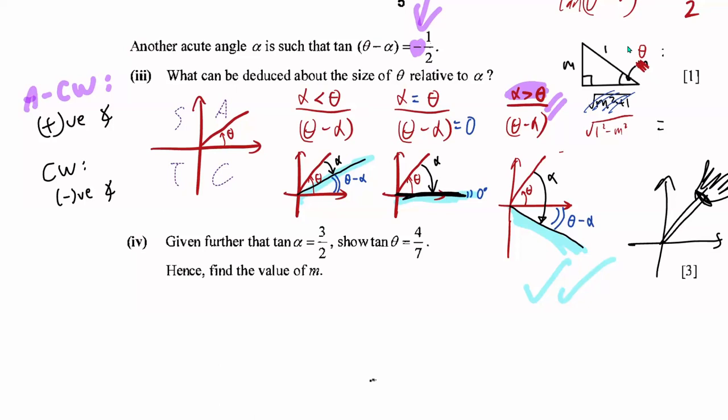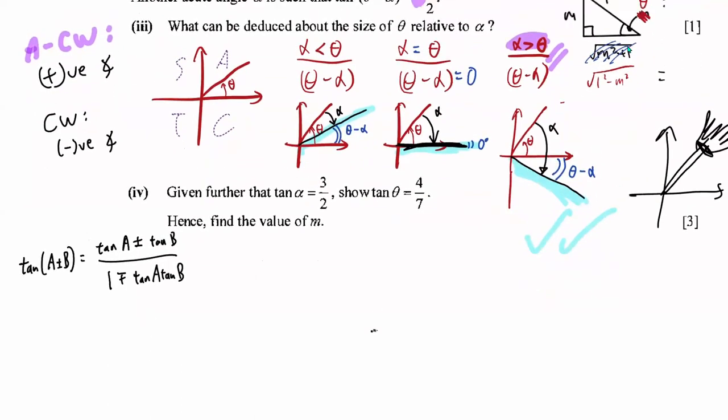Part 4. Given further that tangent alpha equals 3/2, show that tangent theta equals 4/7. Hence, find the value of m. Alpha equals tangent inverse 3/2? No, cannot. They want you to use the tan(A minus B) formula. Trigo identity, just to save time, I'll recall it for you. Tan(A plus minus B) is tan A plus minus tan B, all over 1 minus plus tan A tan B. Right? Good. Then how to use it? Tangent of theta minus alpha.